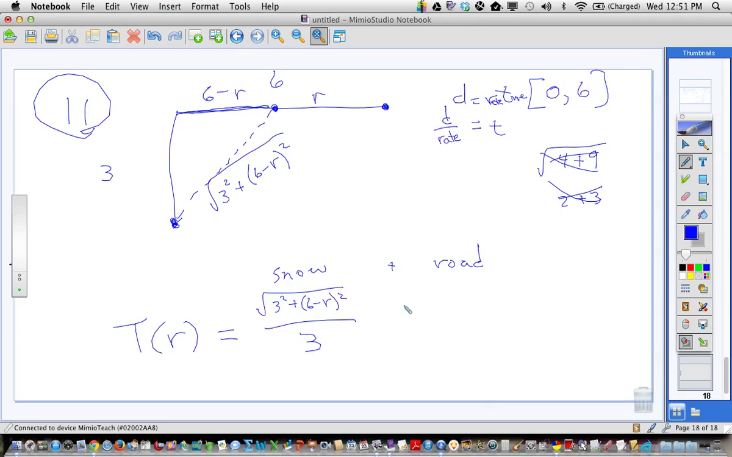So this is his time in the snow plus now his time on the road. Well, his distance on the road is R. And what's his rate on the road? His rate on the road is 4. So that would give him the time on the road. So those two added together would be his total time.